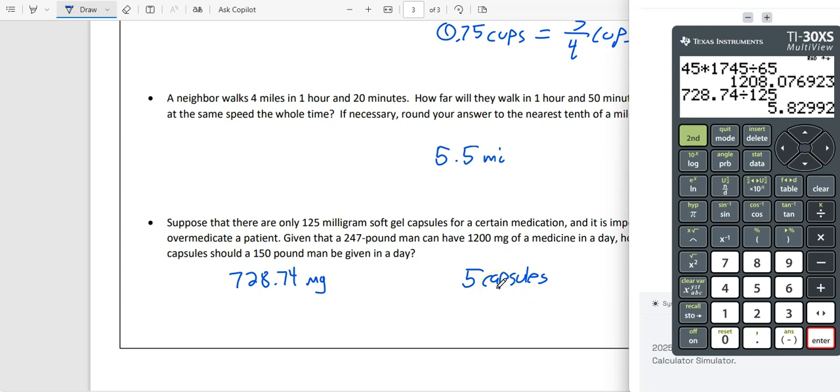Now, if we were doing another form of medication, we could make it more precise. But in this case, the capsules, that's just soft gel capsules. You can't cut those open because there's soft gel inside. So we just go with 5 capsules. Interesting situation. All right, great.